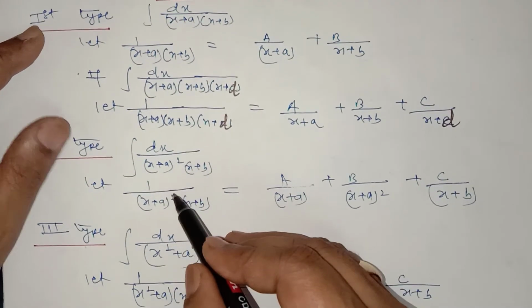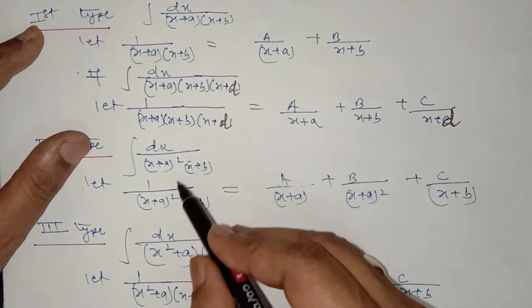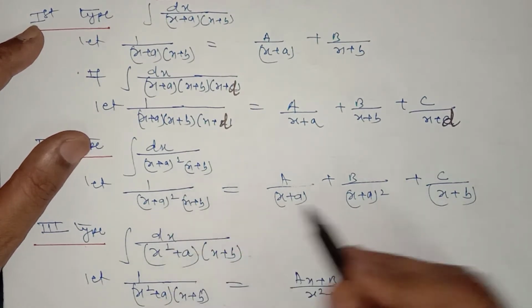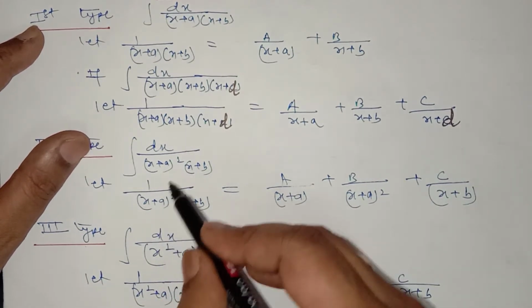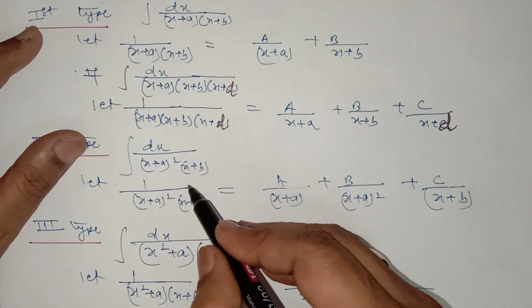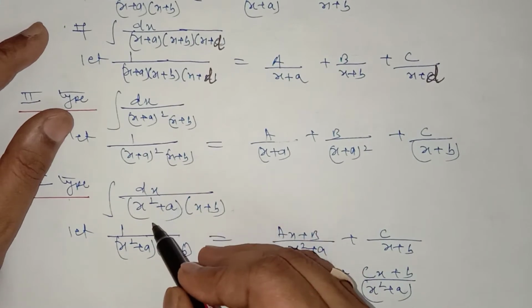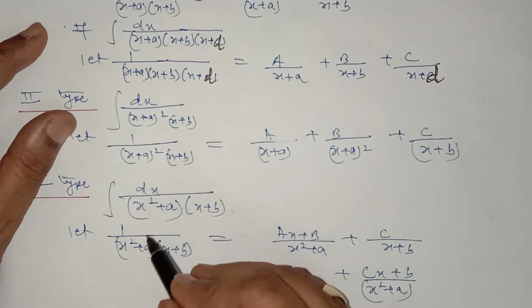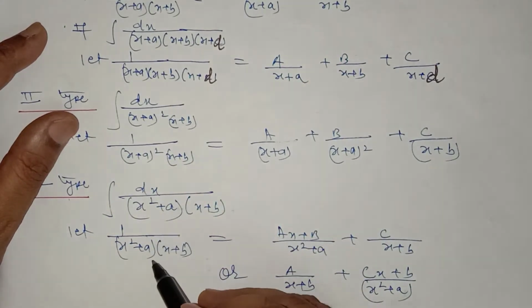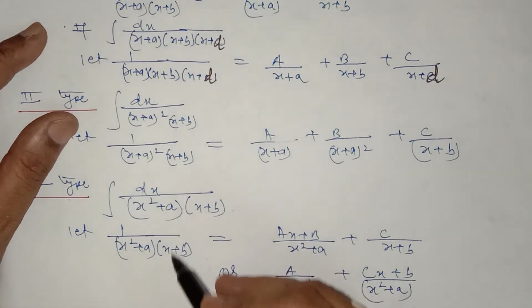Now second is when we have the whole square in a factor like this, (x plus a) whole square, so you have to let it A upon x plus a, B upon (x plus a) whole square. See it here, A upon x plus a without square, B upon (x plus a) whole square, and C upon x plus b. In the third type, when we have the quadratic polynomial in the denominator, you have to let it Ax plus B upon x square plus a, and C upon x plus b.